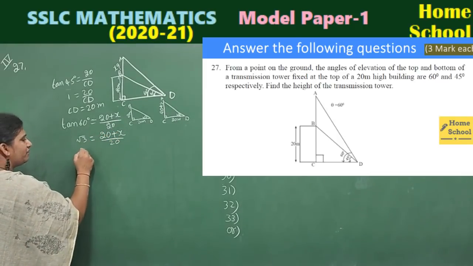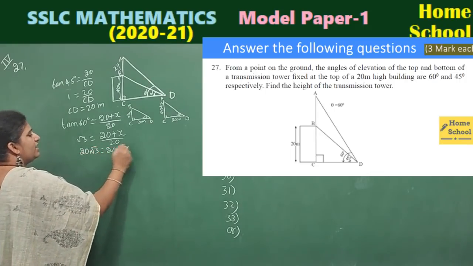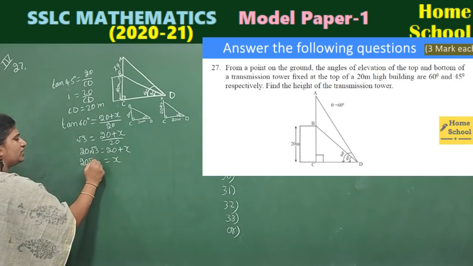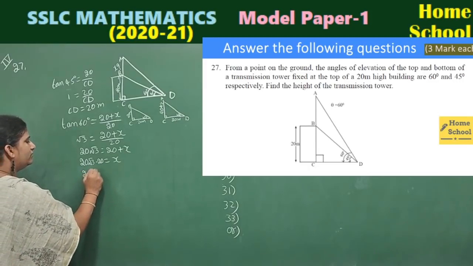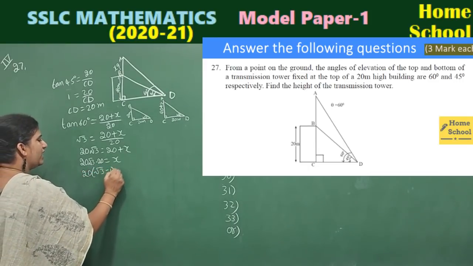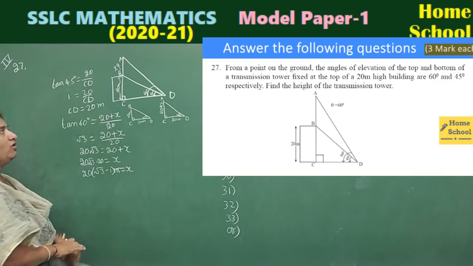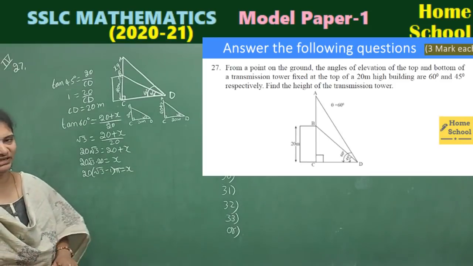Send this side: 20 root 3 is equal to 20 plus x, whereas x is equal to 20 root 3 minus 20. Take out 20 common: root 3 minus 1 meters is equal to x. Therefore, what is the height of the tower? 20 into root 3 minus 1 meters.